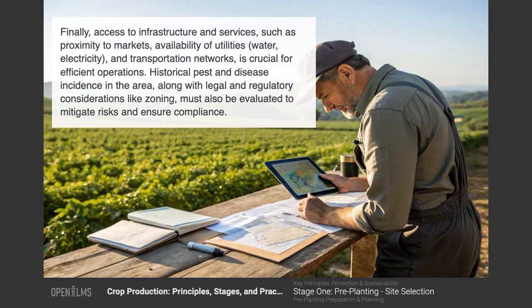Finally, access to infrastructure and services, such as proximity to markets, availability of utilities, water, electricity, and transportation networks, is crucial for efficient operations. Historical pest and disease incidents in the area, along with legal and regulatory considerations like zoning, must also be evaluated to mitigate risks and ensure compliance.